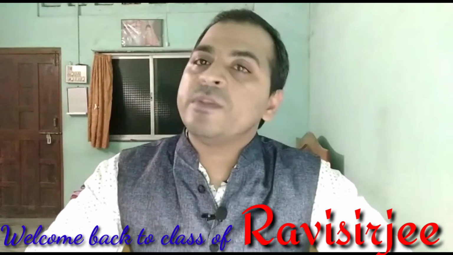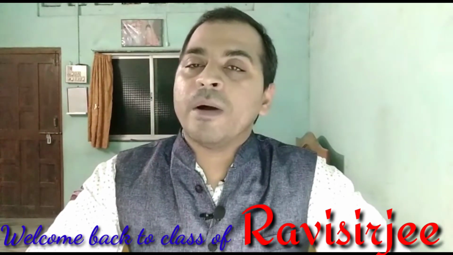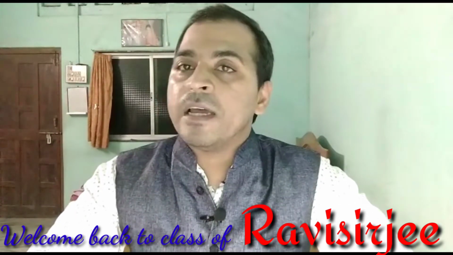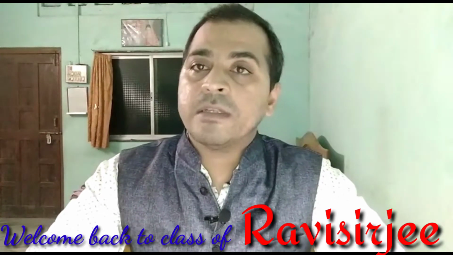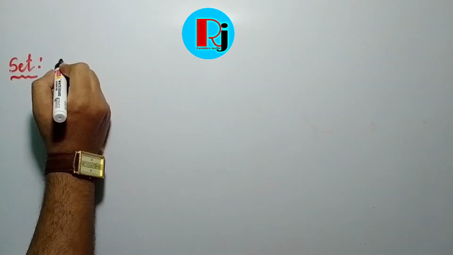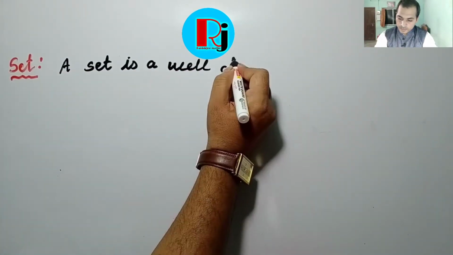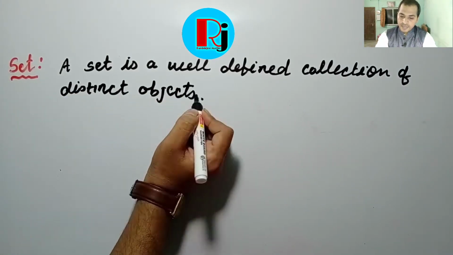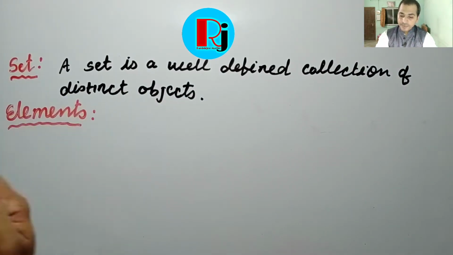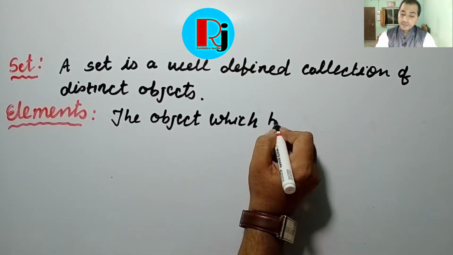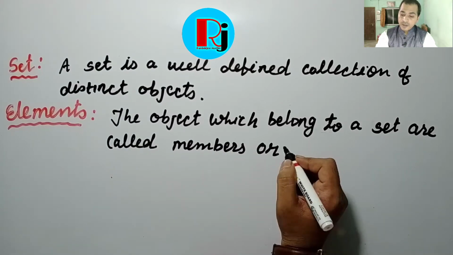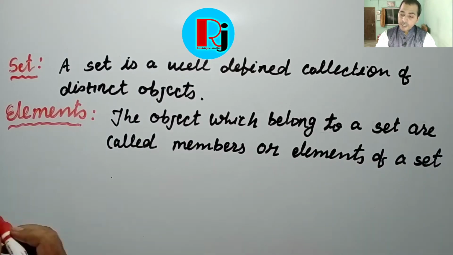Students, in today's video lessons we will learn about set theory, their representations, their types and types of intervals. So students, let us start over here. Set. A set is a well-defined collection of distinct objects, elements. The objects which belong to a set are called members or elements of a set.